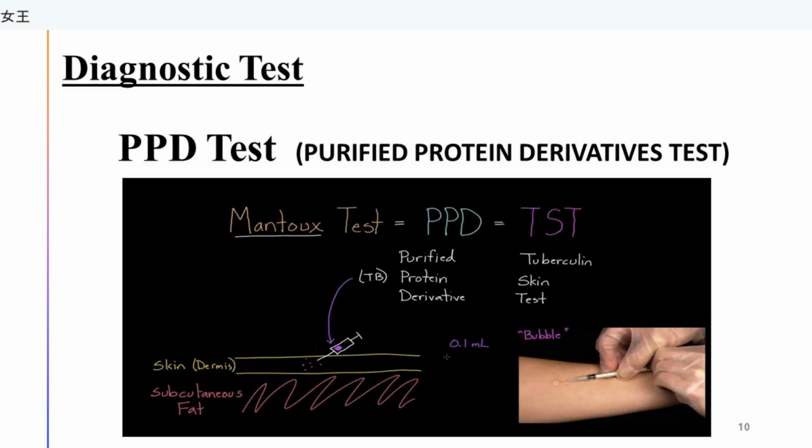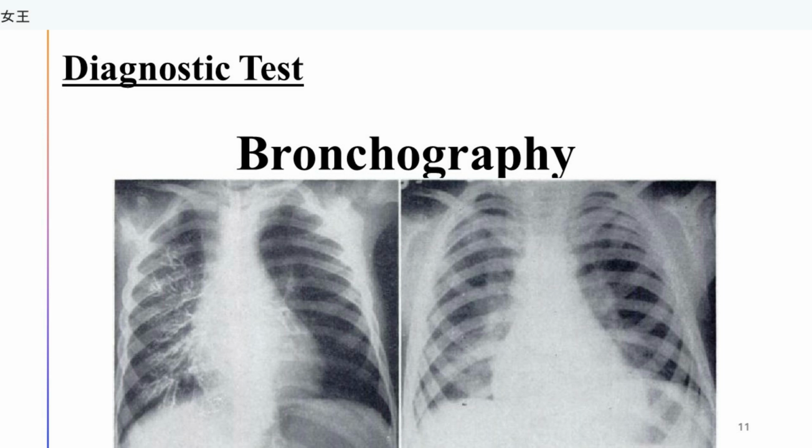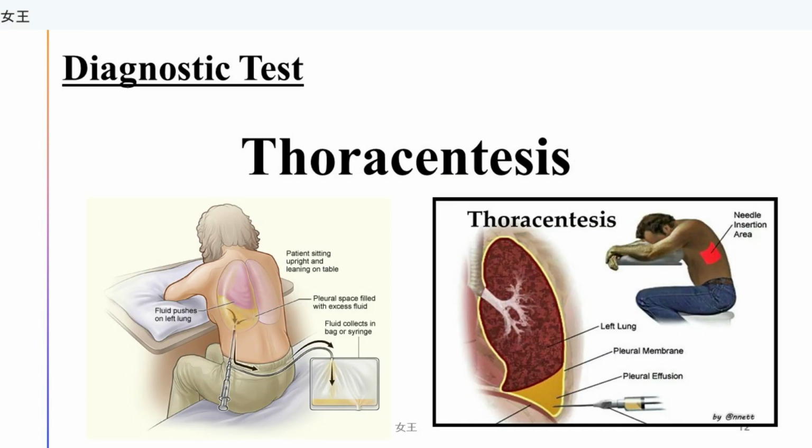Diagnostic test: PPD test. Read result 48-72 hours after injection. For HIV positive clients, induration of 5 mm is considered positive. Bronchography. Secure consent. Check for allergies to seafood or iodine or anesthesia. NPO 6 to 8 hours before the test. NPO until gag reflex returns to prevent aspiration.